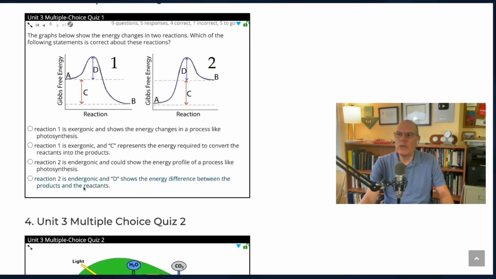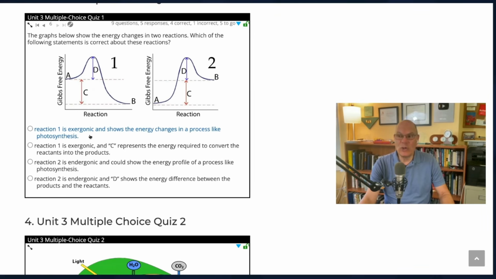The graphs below show the energy changes in 2 reactions. Which of the following statements is correct about these reactions? In diagram 1, the reactants have more energy than the products. In diagram 2, the reactants have less energy than the products. So here are your choices.